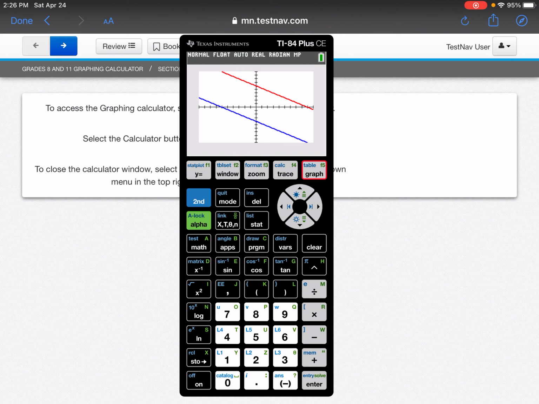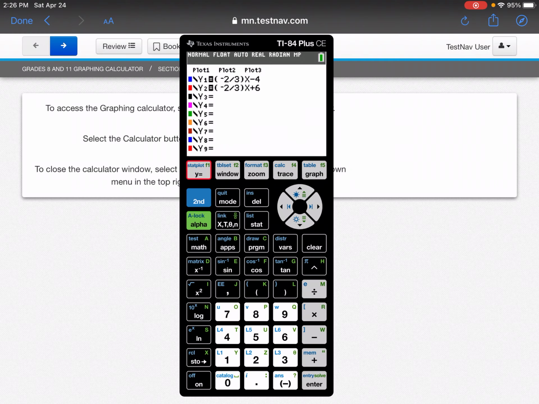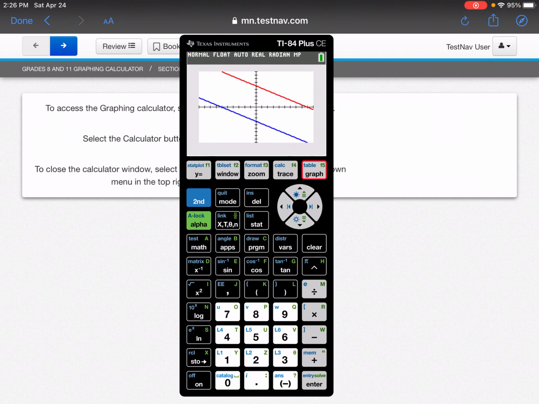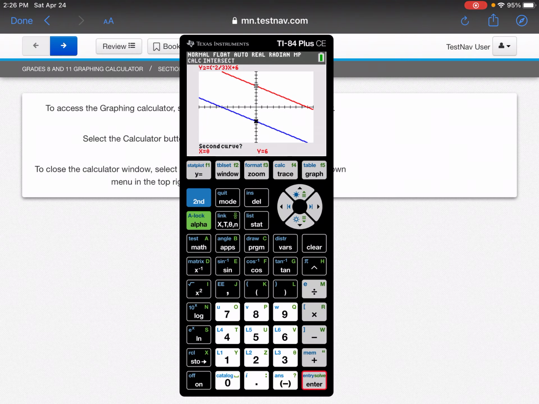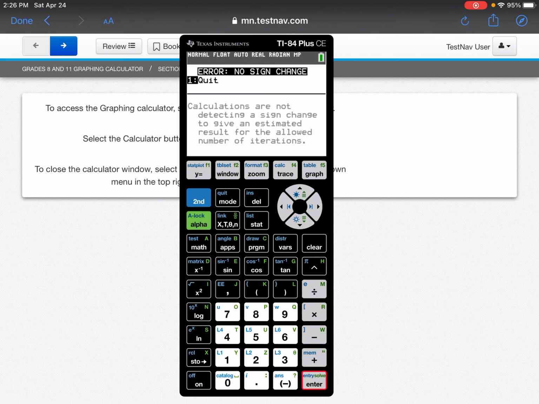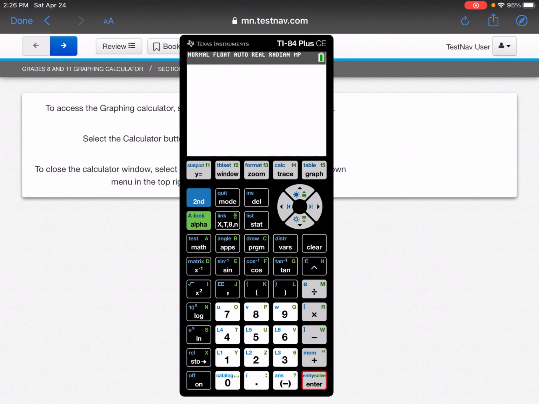Now notice it looks like these two lines are parallel. Okay, they don't cross. Now if you'll look back here, that's because they have the same slope. They have the same slope, so they're not going to cross. They are parallel. So now if you tried, let's say you keep going, you just went second trace, number 5, press enter 3 times. It'll say error, no sign change. What that means is they're parallel, they don't cross, so there is no solution.